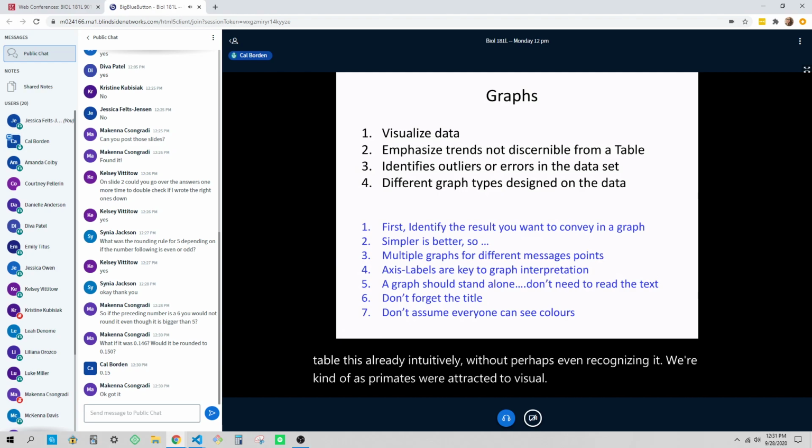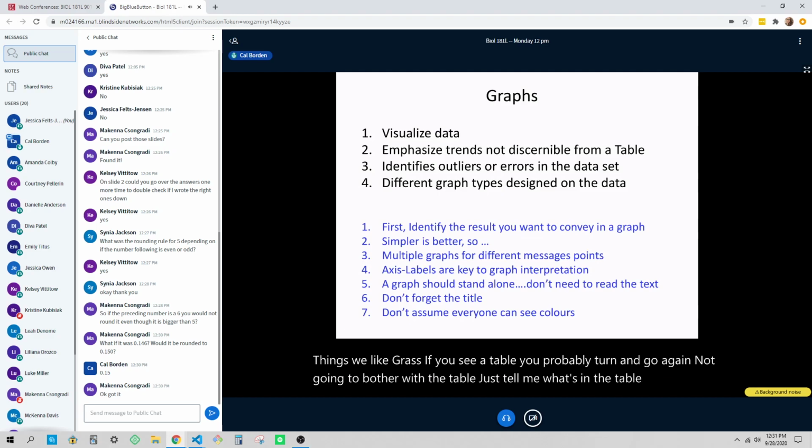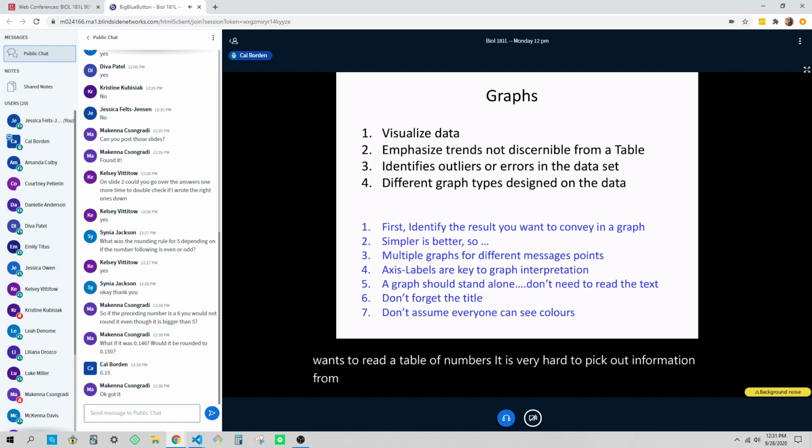We're kind of, as primates, attracted to visual things. We like graphs. If you see a table, you probably turn and go like, yeah, I'm not even going to bother with the table. Just tell me what's in the table, right? Who wants to read a table of numbers? It is very hard to pick out information from a table of numbers, all right?